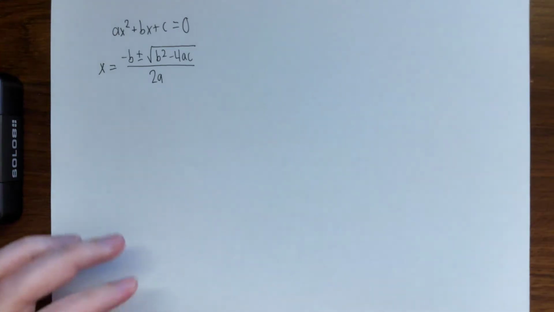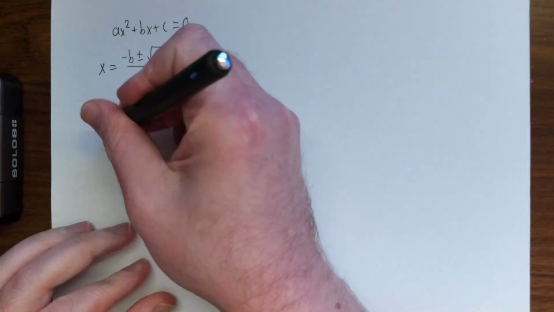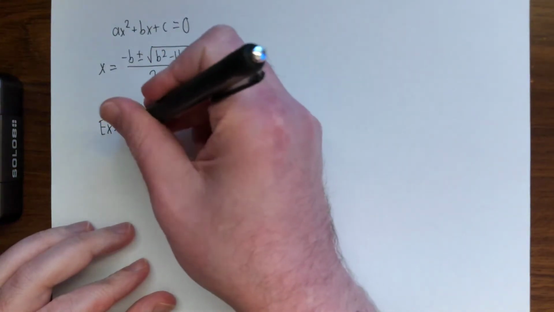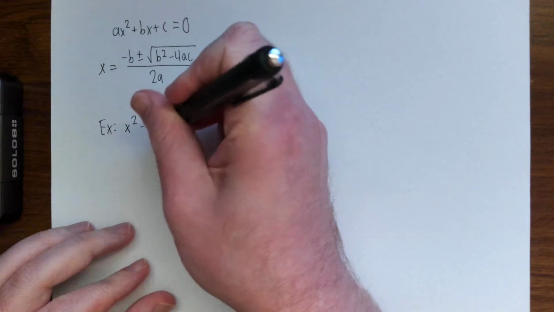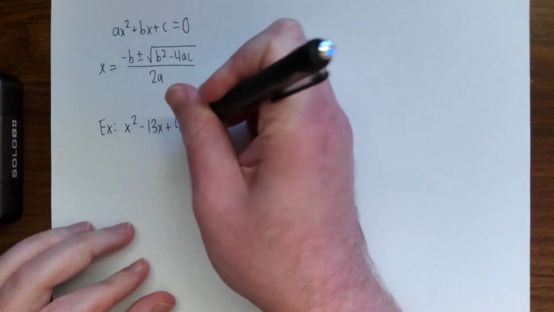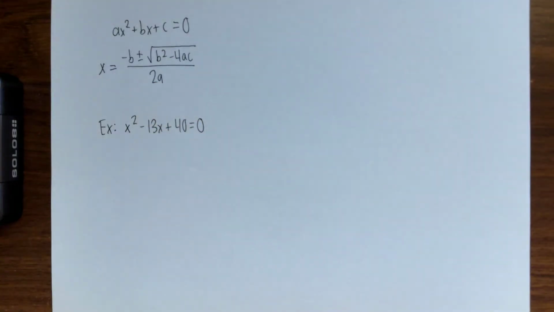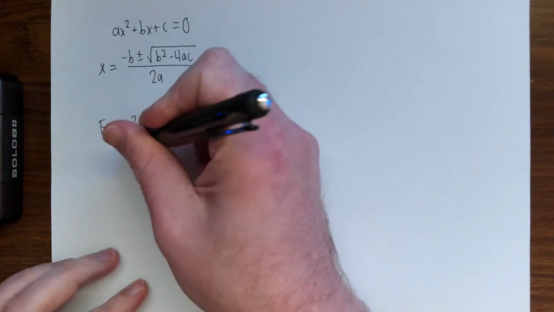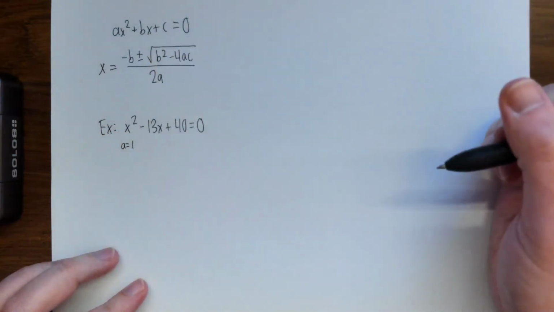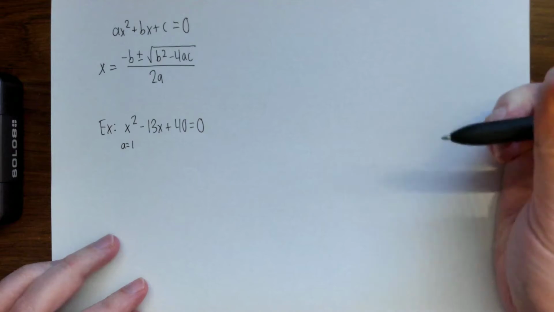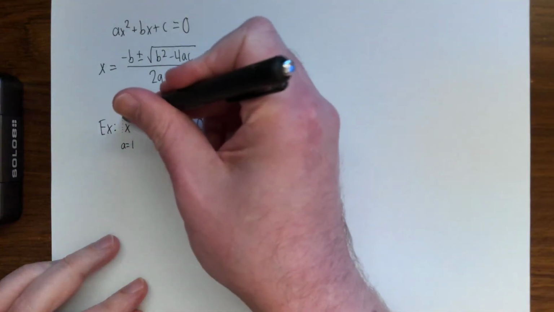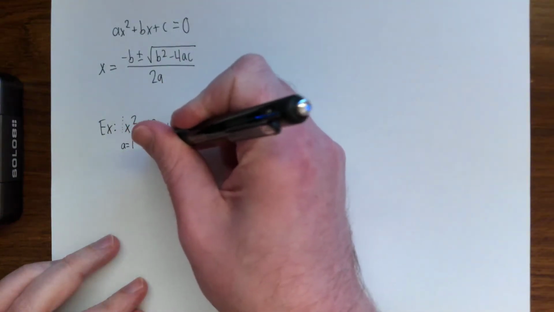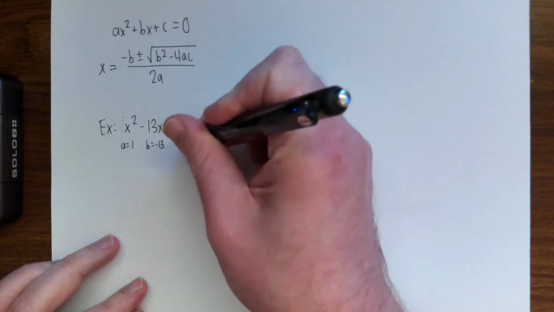So let's do an example here. First example is x squared minus 13x plus 40 equals 0. So in this problem, a is equal to 1. The number in front of x squared is 1, right? There's secretly a 1 there. B is negative 13, and C is 40.